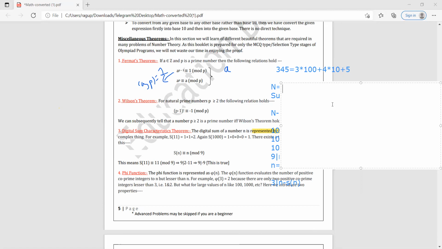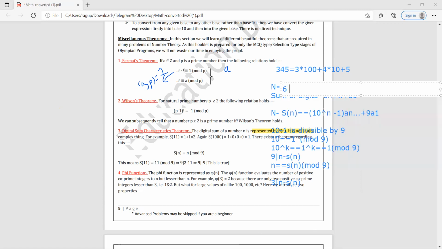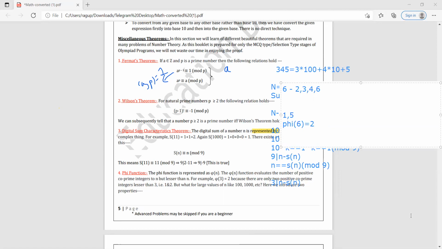So for example, we have 6. The numbers which are co-prime and less than 6 are 1 and 5. 2, 3, 4 are not co-prime with 6. So then phi of 6, I don't have the symbol here, so I cannot write it. So phi of 6 is equal to 2, and so on. So this was an example.